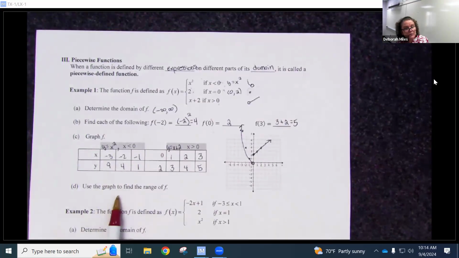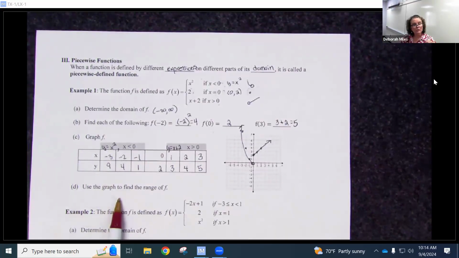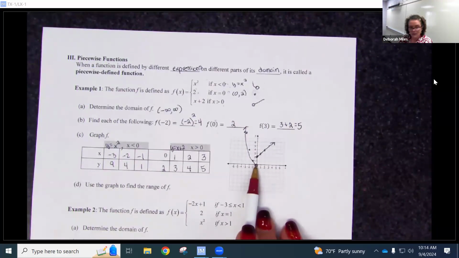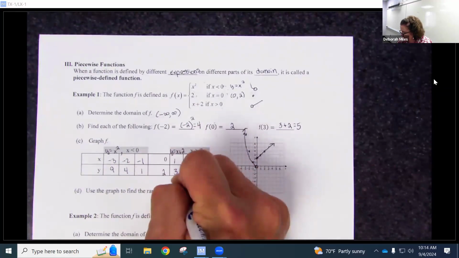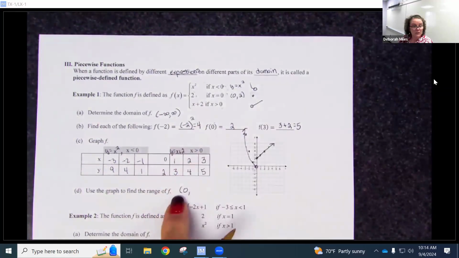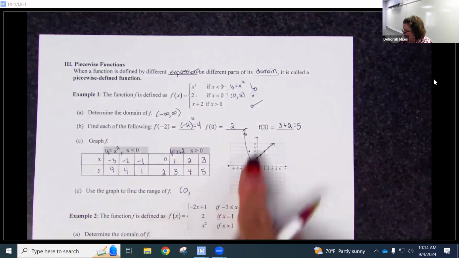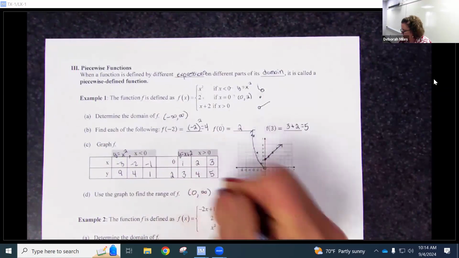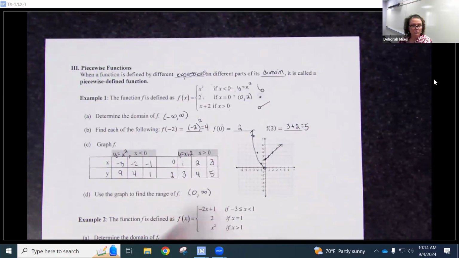And the range of this function ranges from lowest y value to highest y value. The lowest value goes all the way to 0, but doesn't include 0 because there's an open dot. In interval notation, I show that with a parenthesis. Starting at 0, but not including 0, and then the graph goes forever up. So the range of that graph is 0 to infinity.